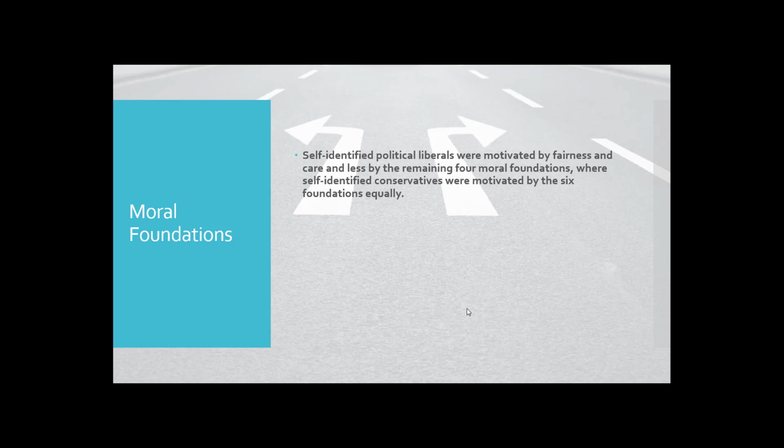Specifically, political liberals are more motivated by care and fairness, more so than conservatives, and conservatives were more motivated by loyalty, authority, and sanctity than were liberals. There are individuals who disagree with the basic premise of Haidt's viewpoints. Nevertheless, it seems that political conservatives value loyalty and respect more than liberals, and liberals value fairness and care more than conservatives. Liberals tend to be less accurate about the moral foundations of conservatives than conservatives are about liberals.